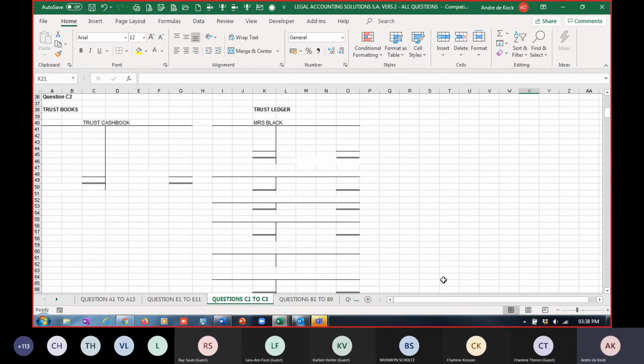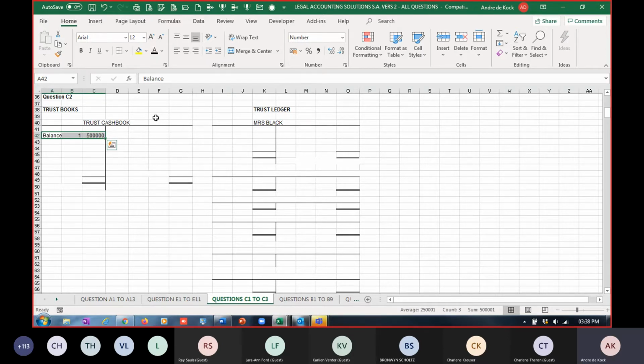Your trust creditors at the 30th of June 1995 total 500,000. So if they total 500,000, it must mean we must have the money in the trust cash book, right? 500,000. So we've got the 500,000 in our trust banking account, 500,000.